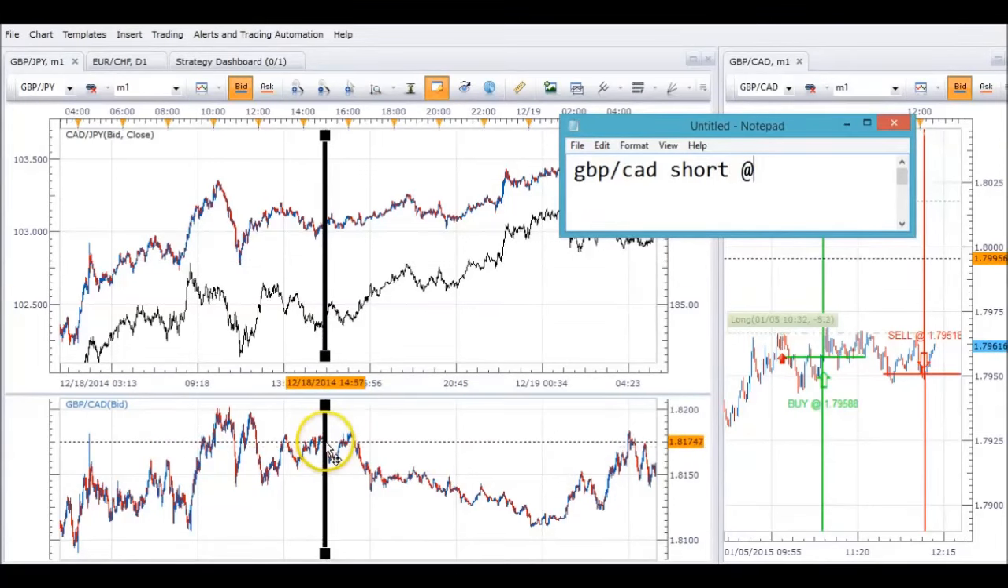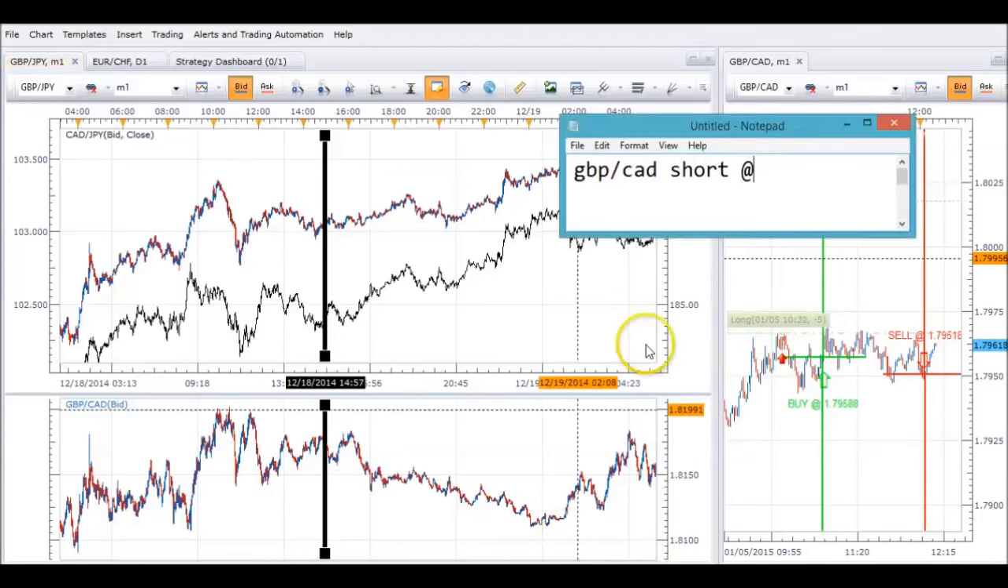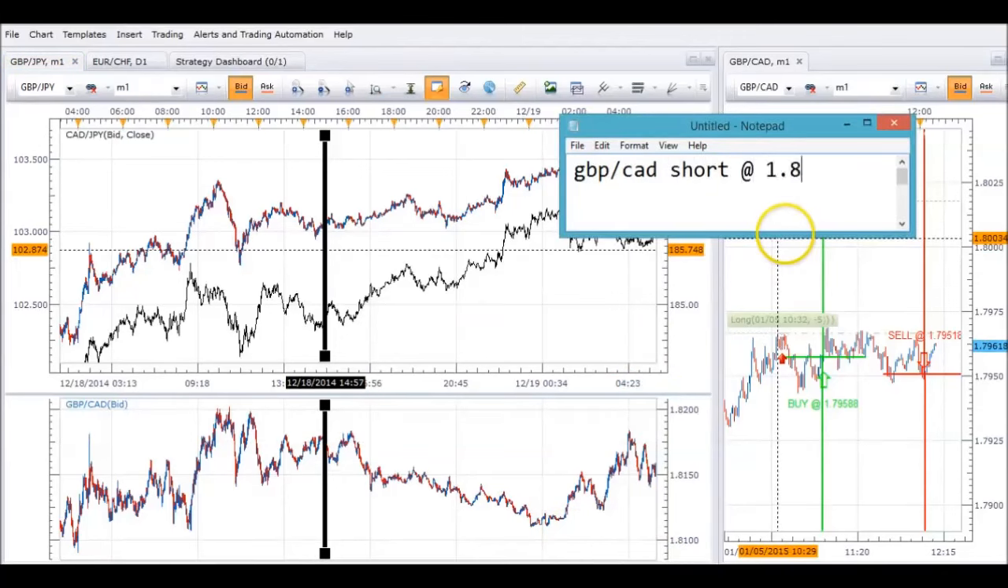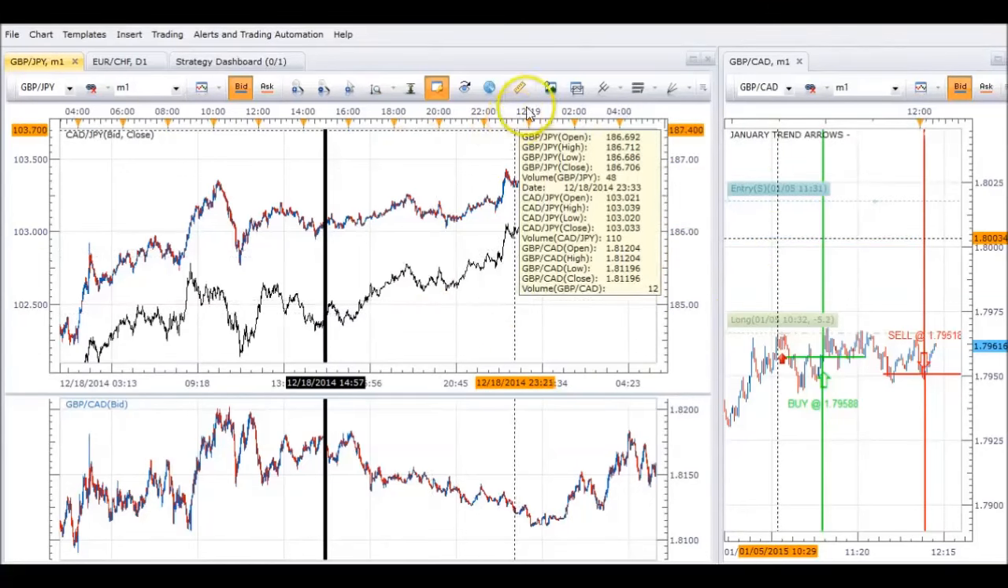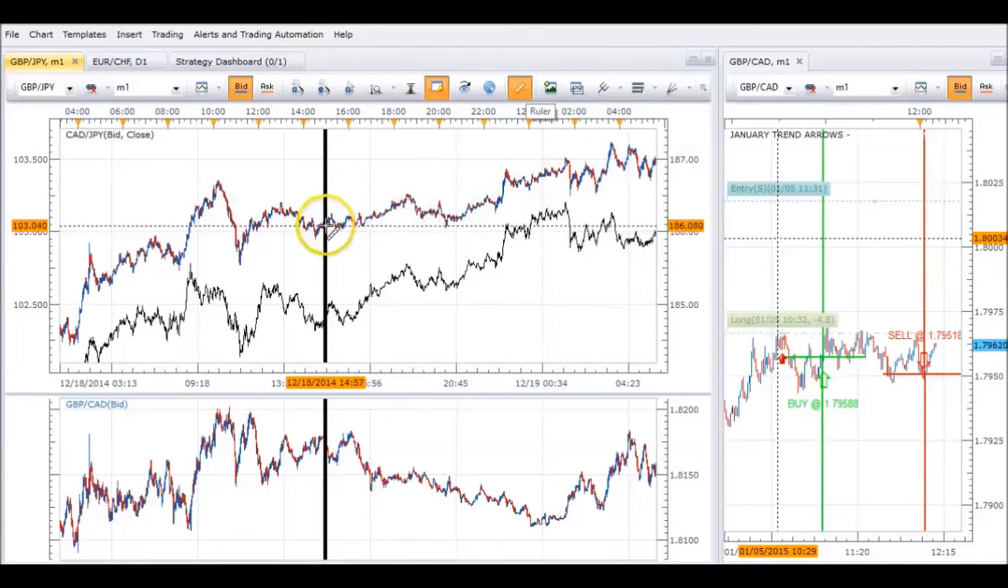At right here, 181.74. How much profit am I going to make if these two currencies come back into correlation with one another? Well, I'm going to measure from here to here, which is about 121 pips.